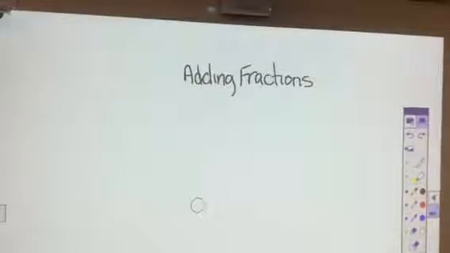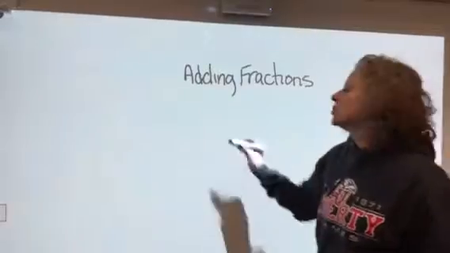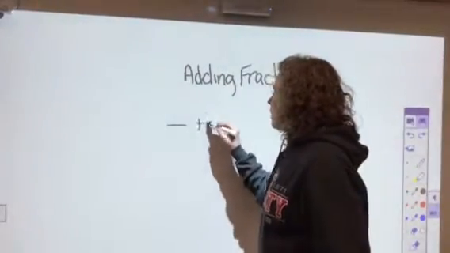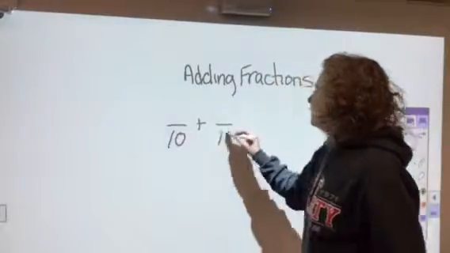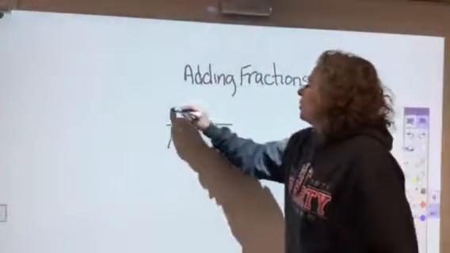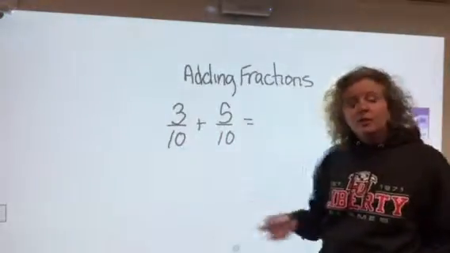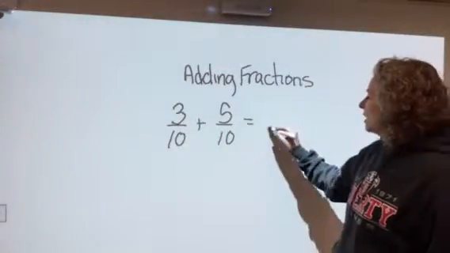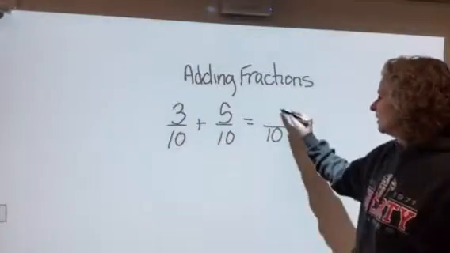All right, we're going to try this again with adding fractions. Same deal. We're going to go ahead and make sure that the denominators are like denominators, that they're the same. I'm going to go with tenths. And this time I'm going to go 3/10 plus 5/10. Denominators that are like denominators when we're adding, they're the same, so we keep it the same. What's 3 plus 5? Easy enough.